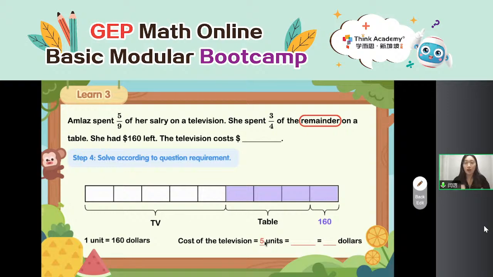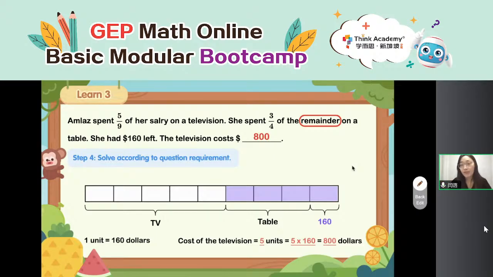Yeah, it's your calculation time. Okay, have a try. What is 5 times 160? Excellent. Yes, super fast. Did you use the calculator or did you calculate by yourself? How come you're so fast? Okay, yes, good job. 800. Very good. 800.